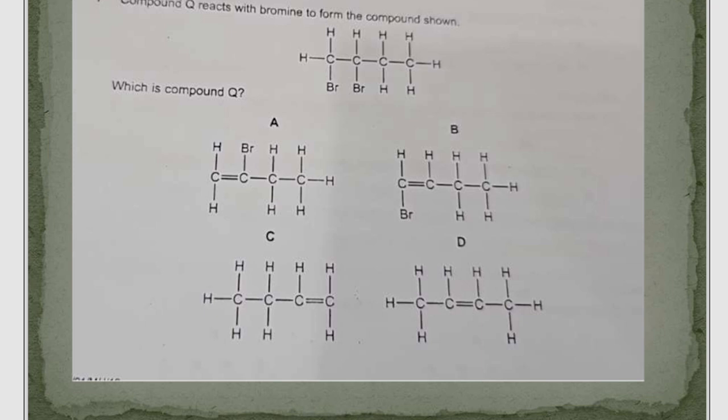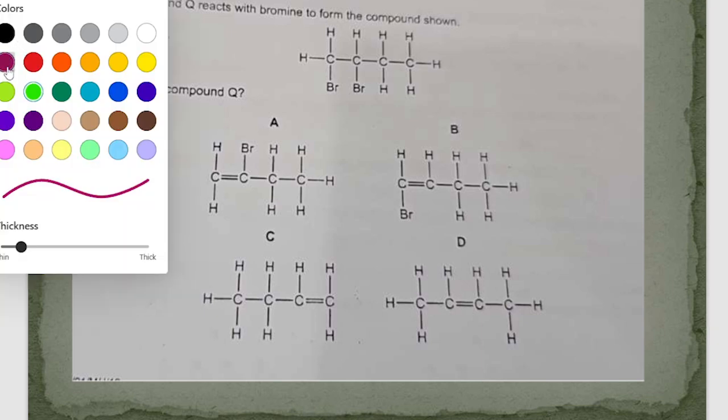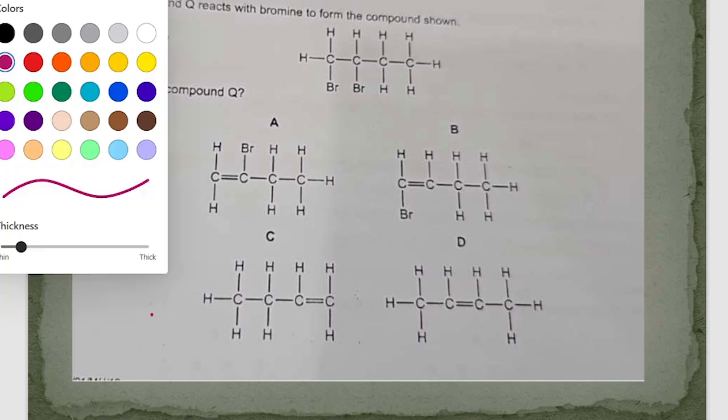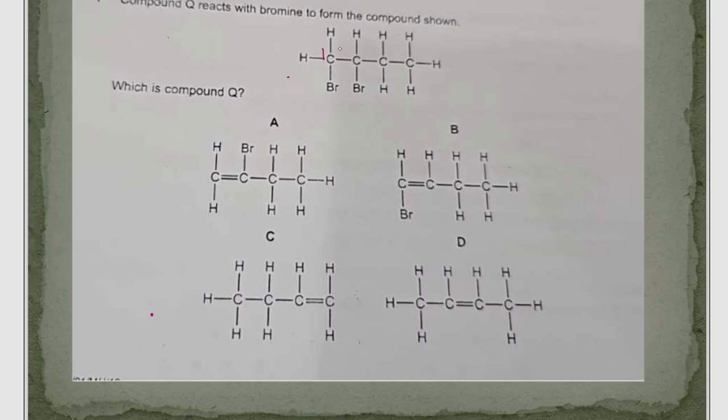Compound Q reacts with bromine to form the compound shown. Which is compound Q? So we have to know which is the compound Q. We have to make 1,2-dibromobutane. So if bromine is added, this one will not be because bromine is already there. No, this one is the correct option.